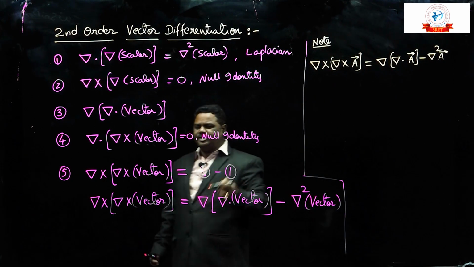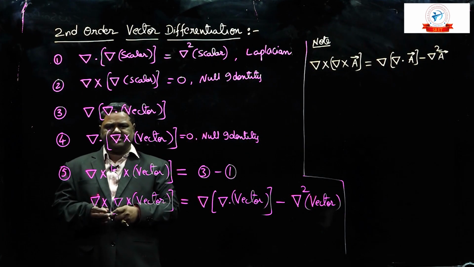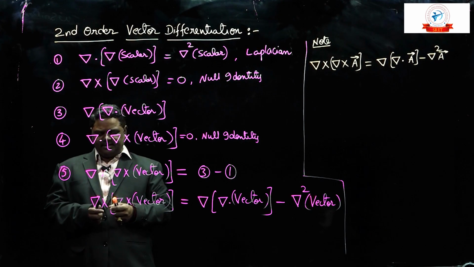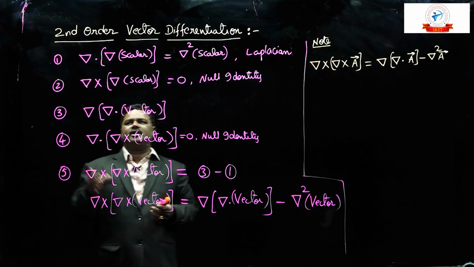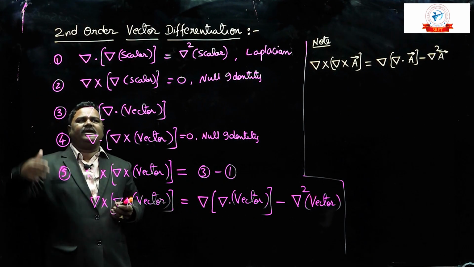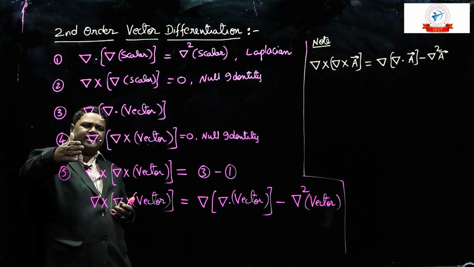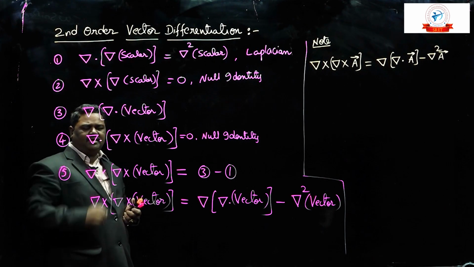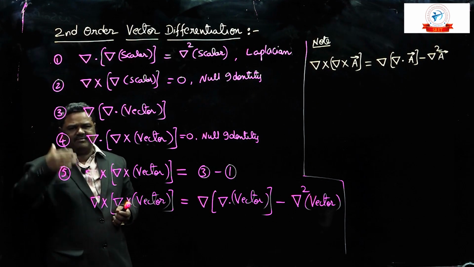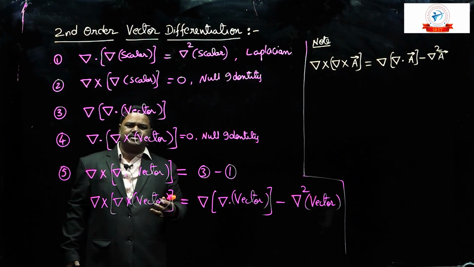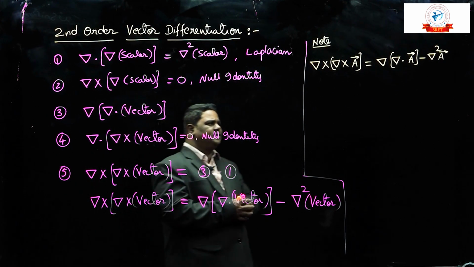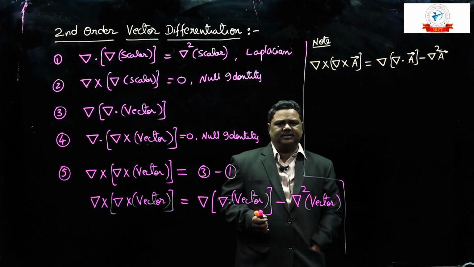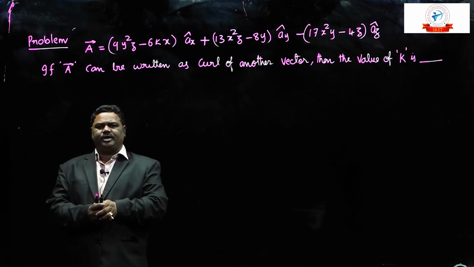Okay, so these are the 5 valid second order differentiations we need to understand. First we have studied first order vector differentiation: gradient, divergence and curl operations. Now we have studied second order differentiation: Laplacian operator, 2 null identities, gradient of divergence of a vector and curl of a vector. These are the 5 important second order differentiations we use in electromagnetic fields directly as formulas. Okay, so let us do a problem on this one. Now let us do a problem.